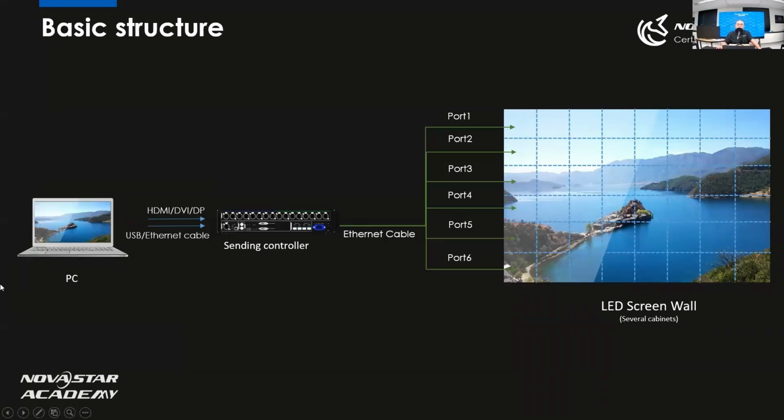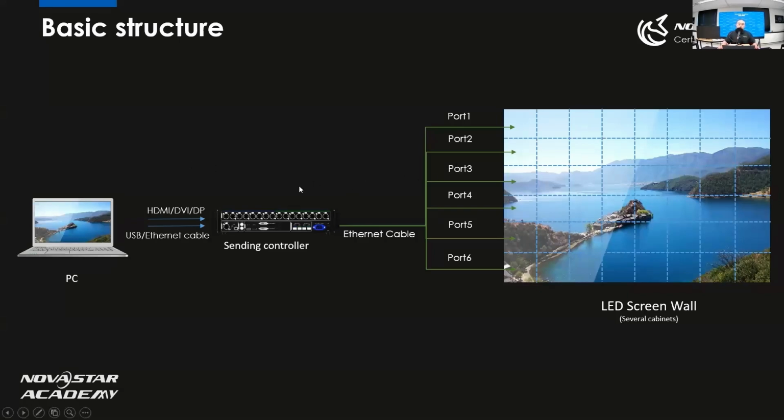We can see here, we use HDMI, DVI or DisplayPort cable to provide video source from the PC to the sending controller. And the PC also acts as the console. We use the USB cable or the Ethernet cable to provide the control signal to the controllers. So here is the PC. It provides video source and the control signal. Then we have the sending controller. The sending controller is the thing which receives the image signal from the computer and transfers it to one which can be shown on the LED screens.